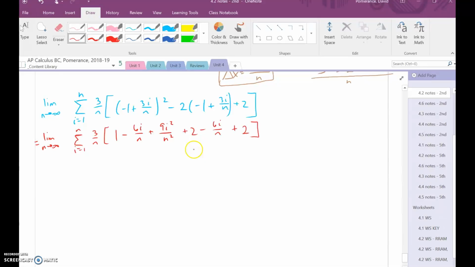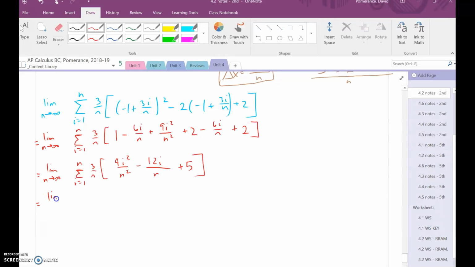So that's going to combine a little bit, and we'll see that the i squared term is 9i squared over n squared. We've got two different i terms. They're both negative 6 over n, so that's going to be a negative 12 over n times i. And then we've got some constants. We've got the 1 and the 2 and the 2, so that would give us 5. Then we can distribute the 3 over n into each of those things.